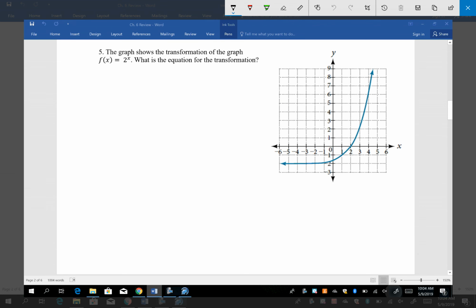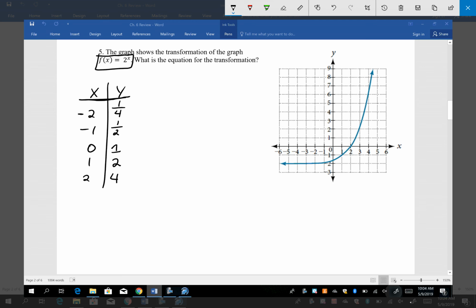All right, so what I'm going to do is plot this one right here. F of x equals 2 to the x. I'll plot it in black up here so you can see. I'm going to use -2 again, -1, 0, 1, and 2. So what's 2 to the -2nd power? Should be 1/4. What's 2 to the -1st power? 1/2. We know anything to the 0 power is 1. What's 2 to the 1st power? And 2 squared is 4. So let's plot these.